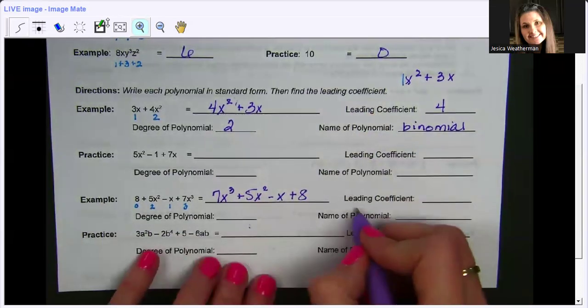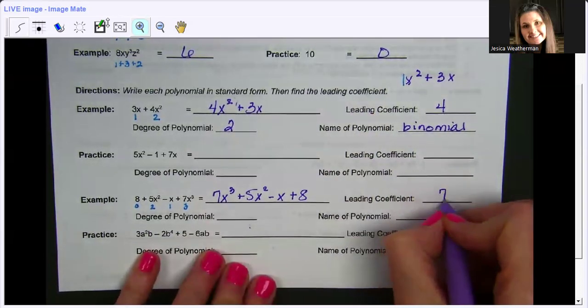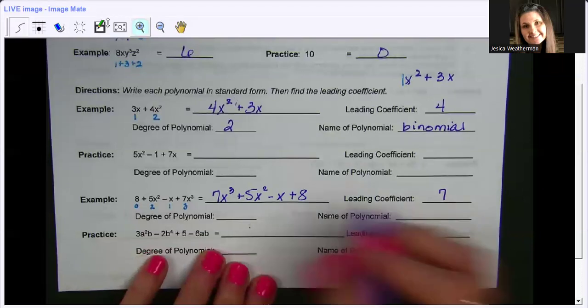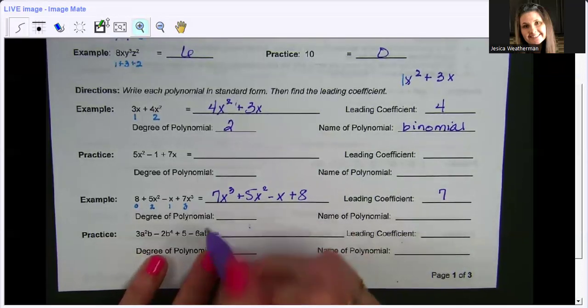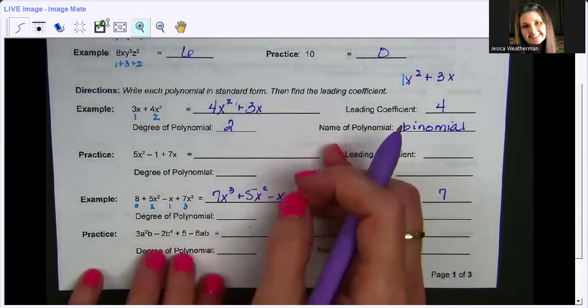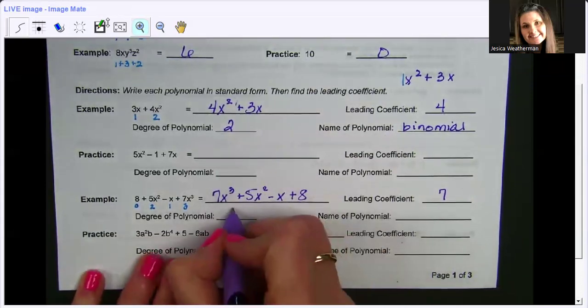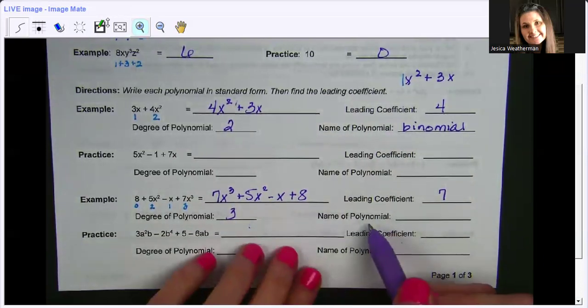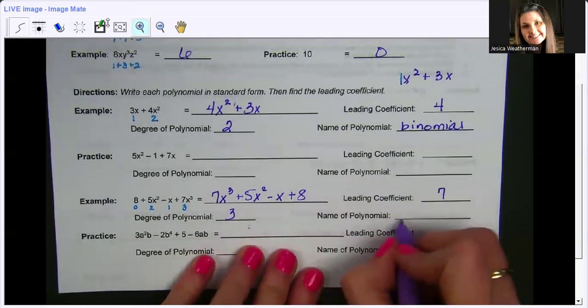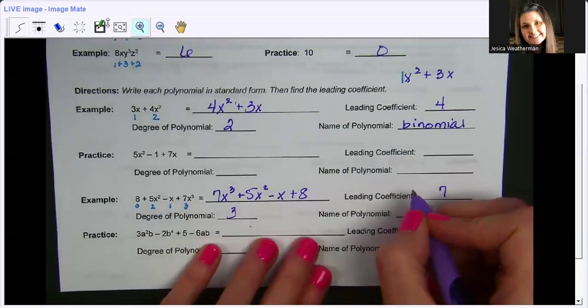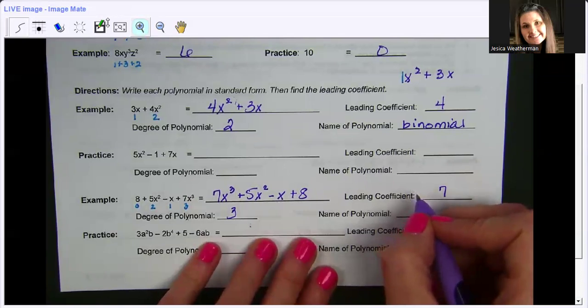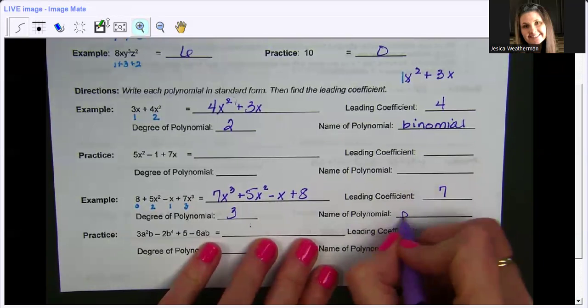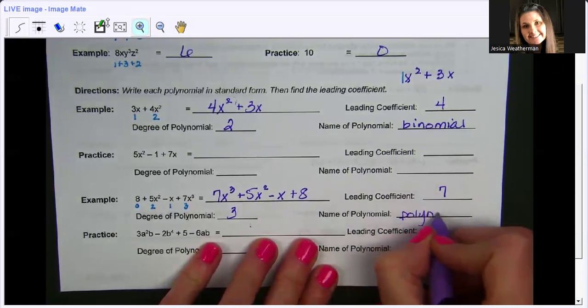Now, my leading coefficient is the first number, so that's 7. The degree would be the degree of the leading term. And so the degree of the leading term is 3. And that's the degree of the leading term after you've written it into standard form. And then the name of the polynomial, there's 4 terms, so just polynomial. There's a name for one that has 4, I think, quad, something like that. But we're just going to call it a polynomial.